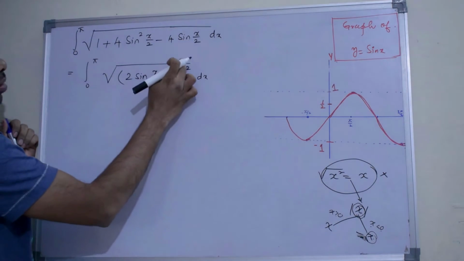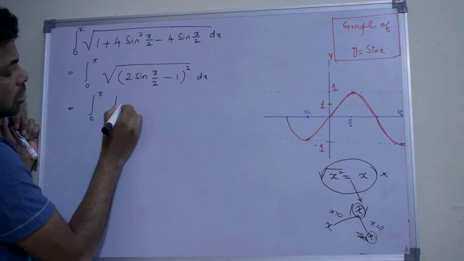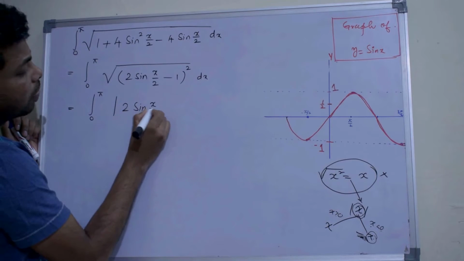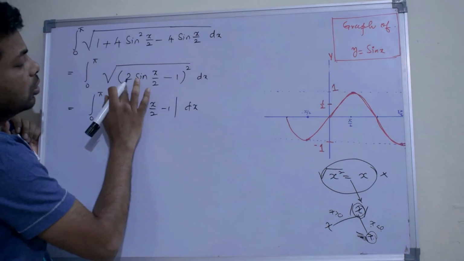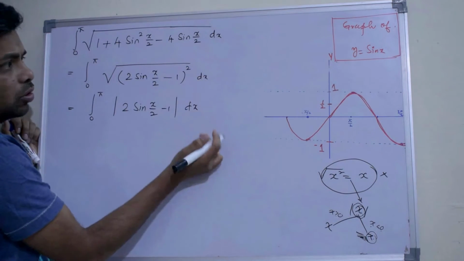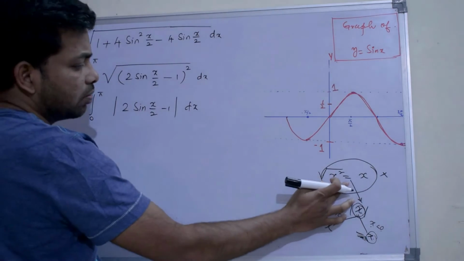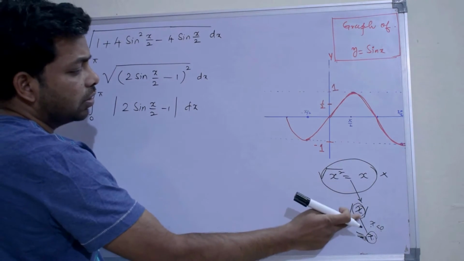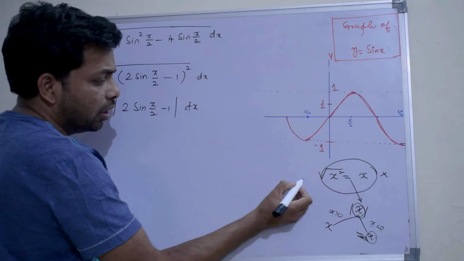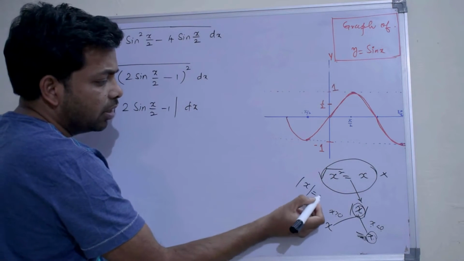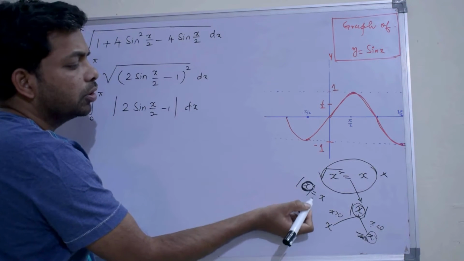So here, after removing the square and root, what you have to write is actually the modulus of 2 sin x by 2 minus 1 dx. This is the result of the root of (2 sin x by 2 minus 1) whole square. It's not like the square root cancels and leaves 2 sin x by 2 minus 1. That is wrong. Root of x square equal to x is wrong. Root of x square equals mod x. Mod x would be x if x is positive. This value should be positive to write x.